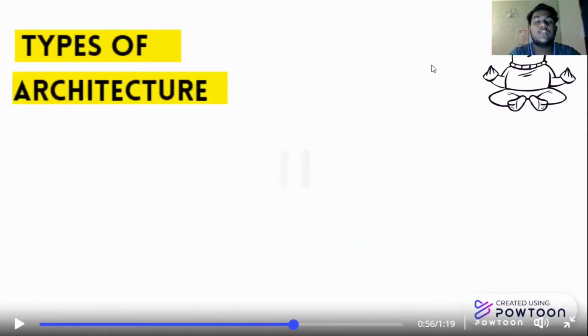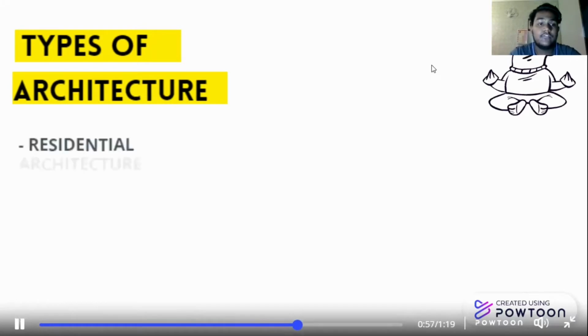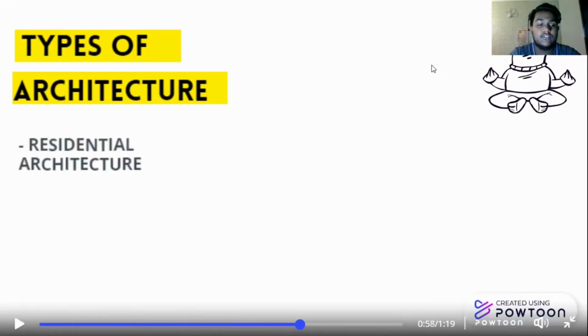There are many types of architecture around the world. Now you're going to see a few examples. The first one is residential architecture. They build houses only. For example, in Malaysia, there's a group called Masing Group. It's one of the famous groups that build houses around Malaysia.